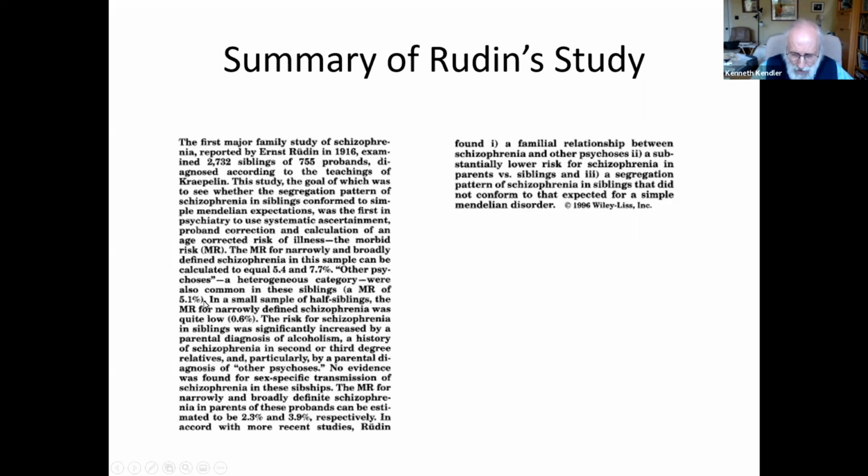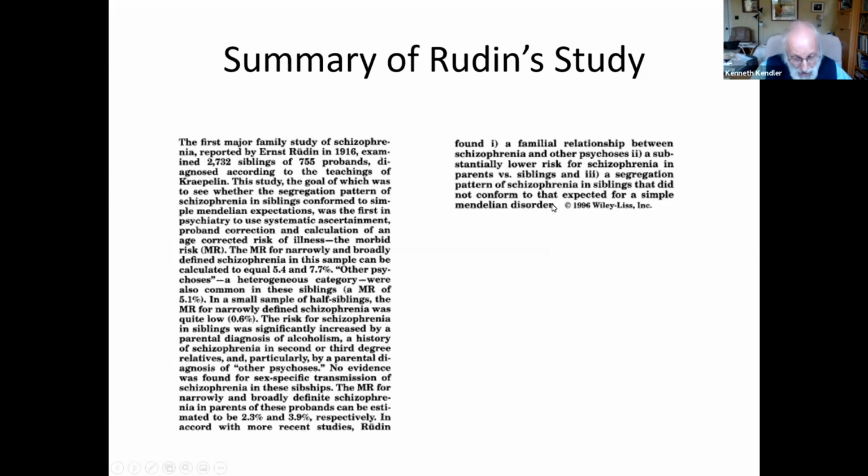He also found other psychoses were common, with a morbid risk of 5.1%, and lower rates in half siblings. He noted the risk of schizophrenia was significantly increased by parental diagnoses of alcoholism, a history of schizophrenia in second or third degree relatives, and by parental diagnoses of other psychoses. Overall, Rudin found a familial relationship between schizophrenia and other psychoses, a substantially lower risk of schizophrenia in parents versus siblings, and a segregation pattern of schizophrenia that did not conform with simple Mendelian disorders.